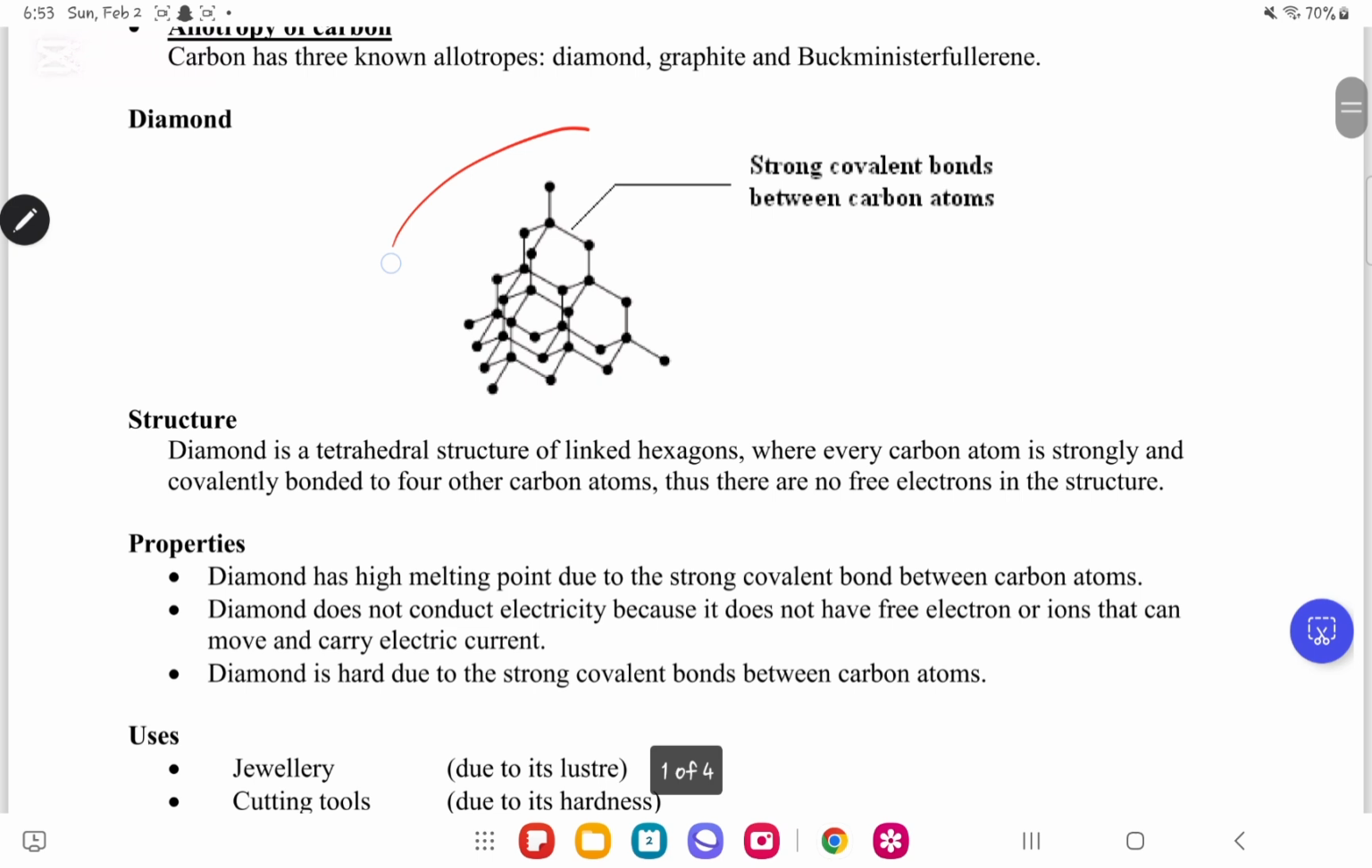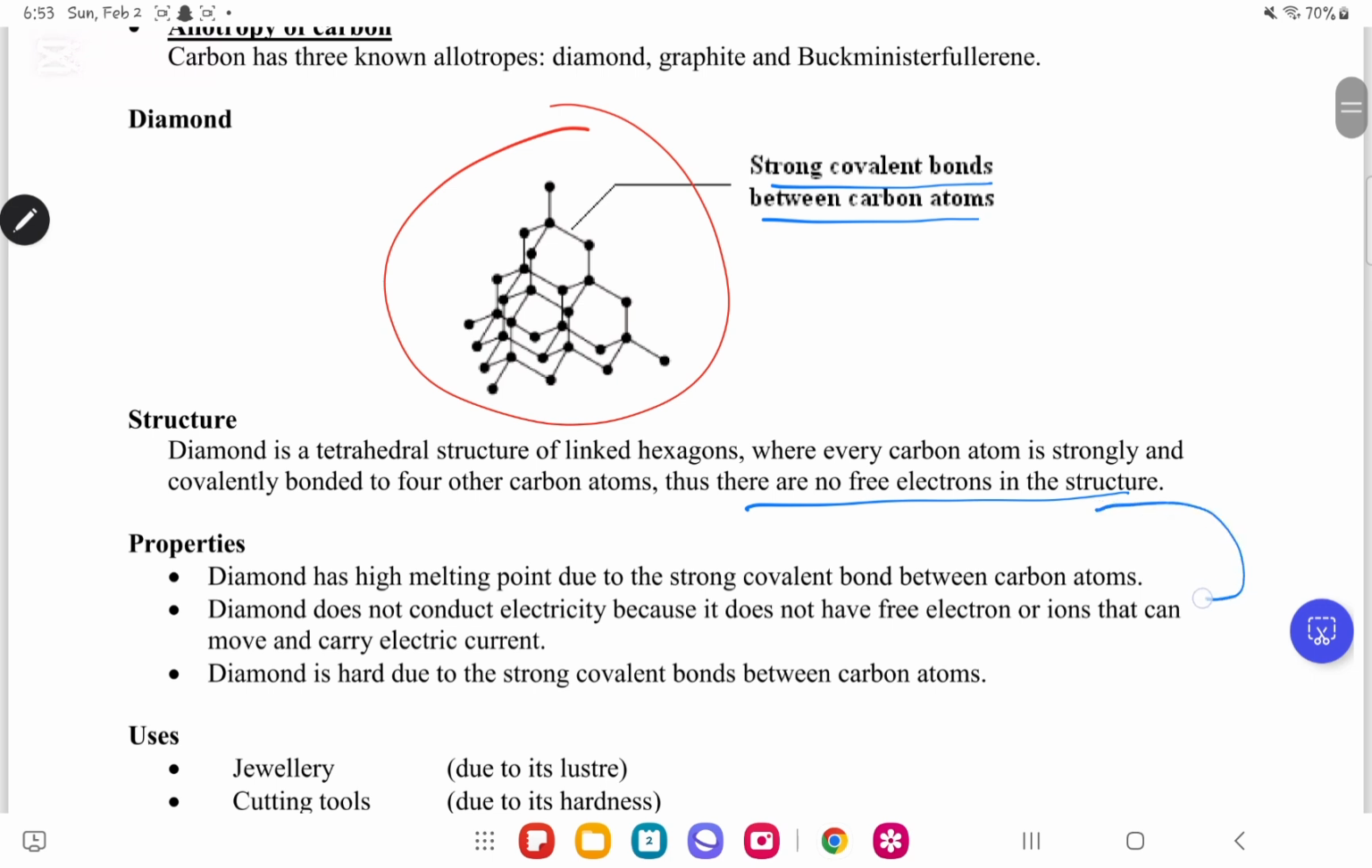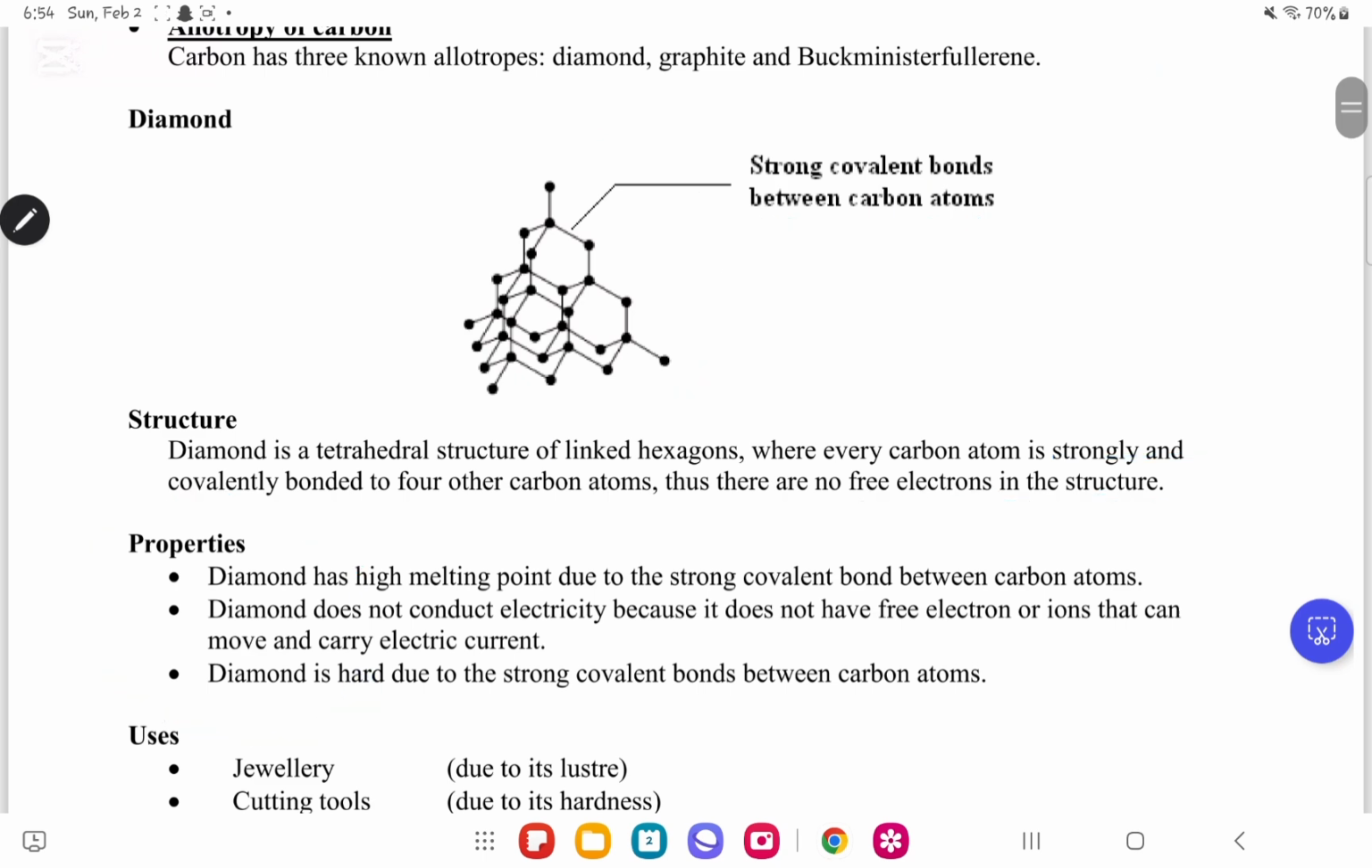So this is the structure of a diamond, and we know that a diamond has strong covalent bonds between carbon atoms. It's a tetrahedral structure made of linked hexagons. Every single atom is strongly and covalently bonded to 4 other carbon atoms, so there are no free electrons. Since it does not have any free electrons, it does not conduct electricity. And also because it's strongly and covalently bonded, the bonds are really strong. You need a lot of energy to break them. That is why it has a high melting point and why it is very hard.